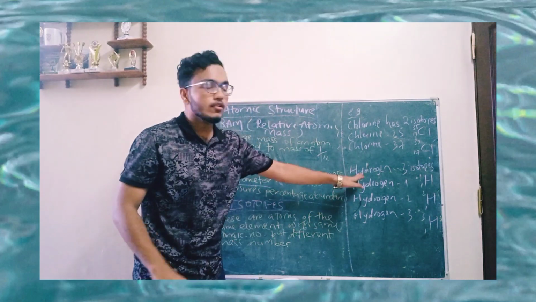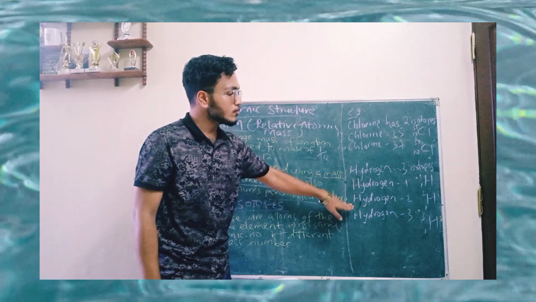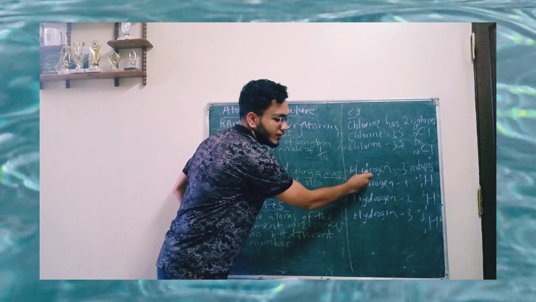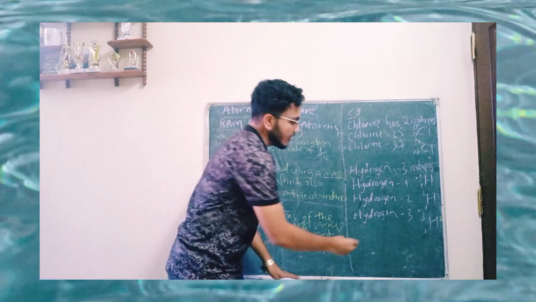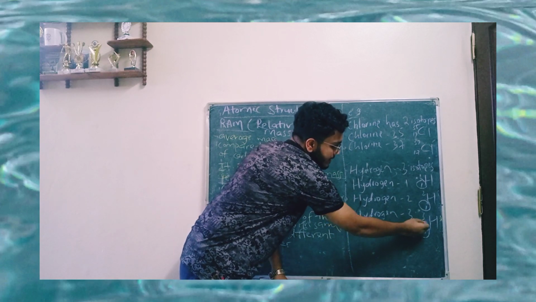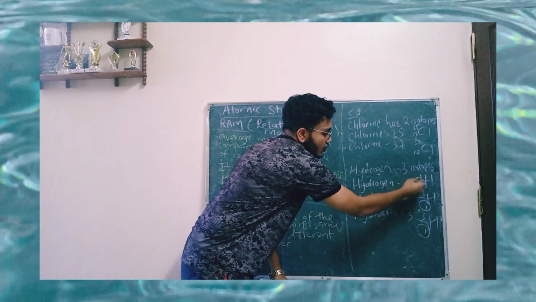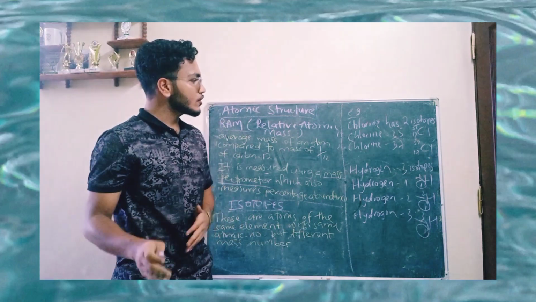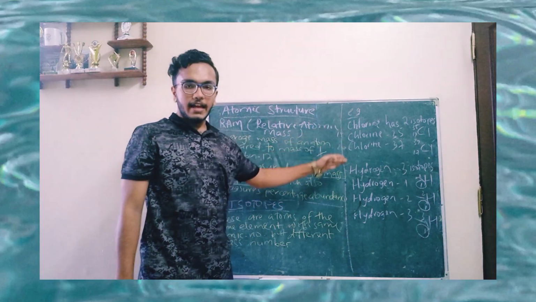But they are all hydrogen atoms. So these are what are called isotopes: atoms of the same element, hydrogen, with the same atomic number but different mass numbers, 1, 2 and 3. So RAM, relative atomic mass, is calculated from isotopes.